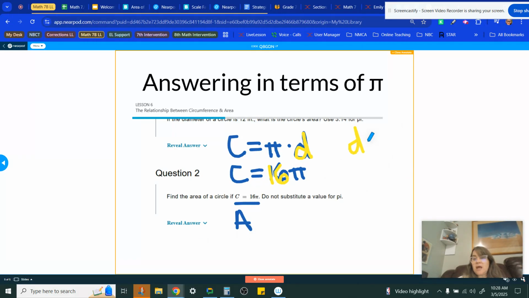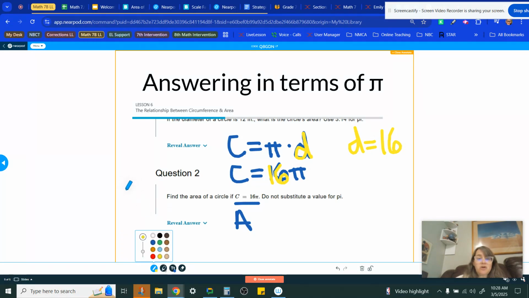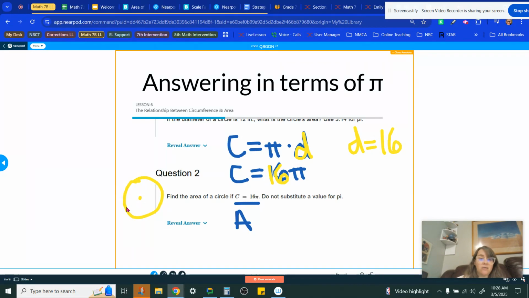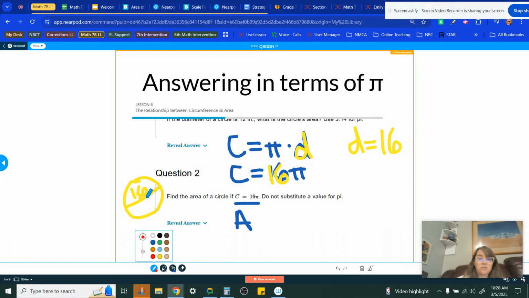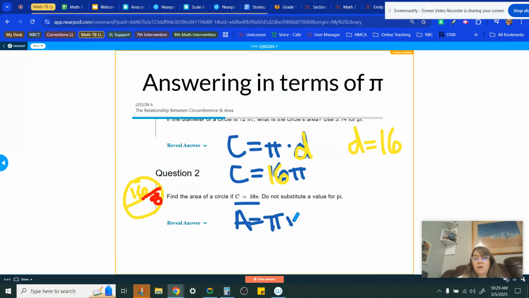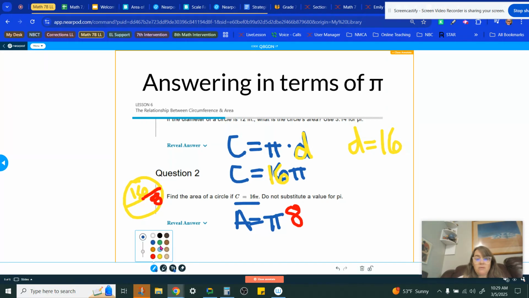So now that I know that the diameter is 16, I know the radius. Okay, if the diameter is 16, that goes all the way across the circle. That means the radius will be 8. Because the radius just goes from the center out to the edge. All right, so area equals pi times the radius squared. And now we know the radius.